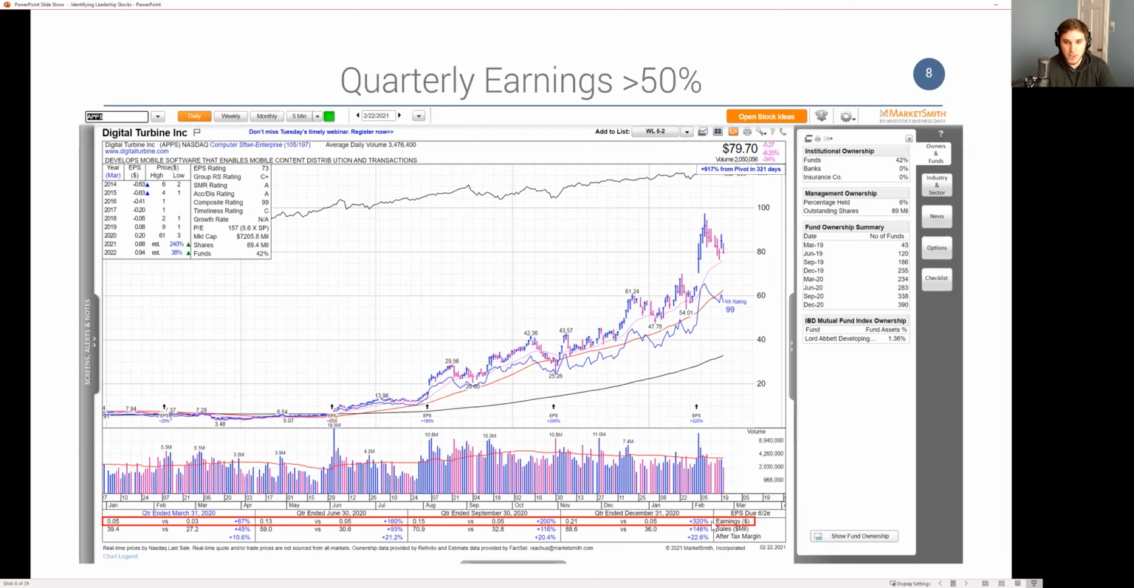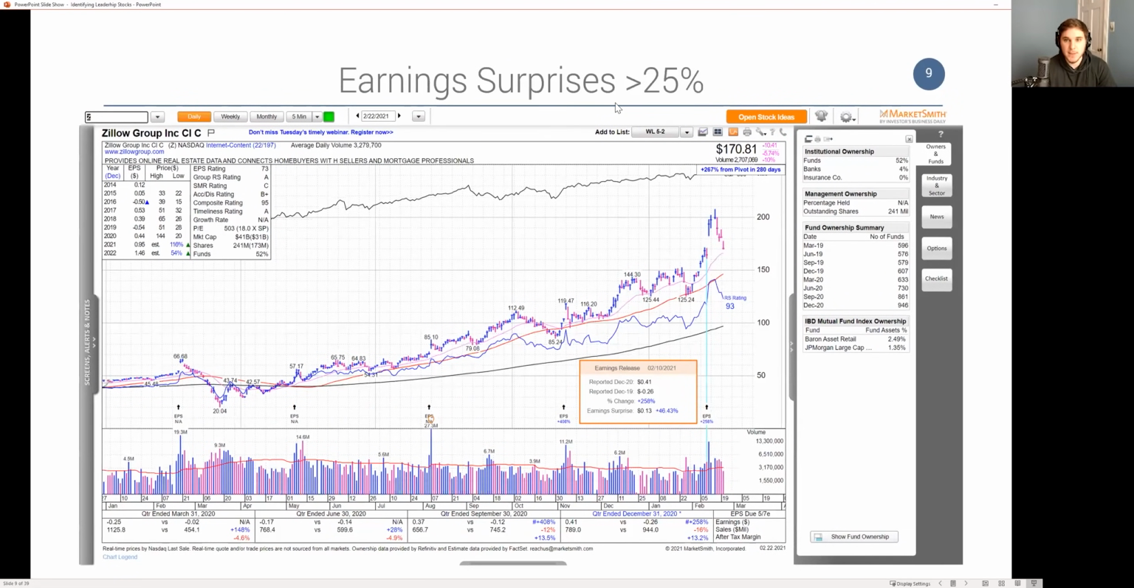It really stands out on the page. And this is what drives the stock up 200, 300, 400% in a very, very short amount of time. So that is quarterly earnings. I like greater than 50%, but obviously the higher, the better. And if you can see earnings surprises, that's even better.